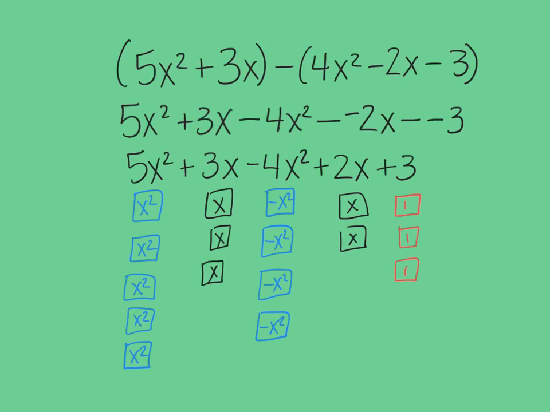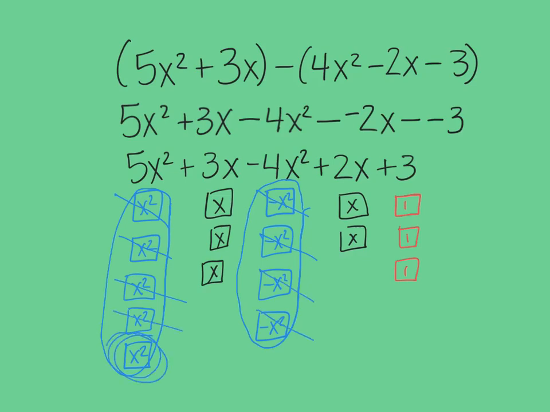Next we can combine what we have in common. So I'm going to start off with my x squared tiles. I have 5 x squared tiles here, 5 positive x squareds. And here I have 4 negative x squared tiles. So to combine these together, positive and negative cancel. I'm left with just 1 positive x squared.